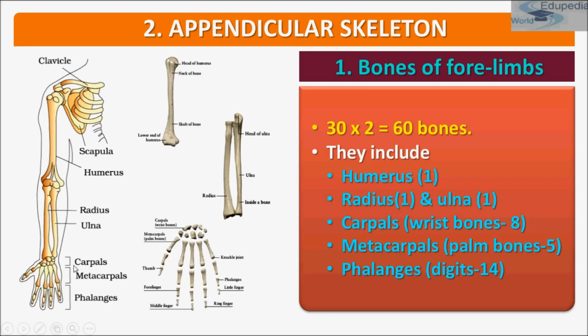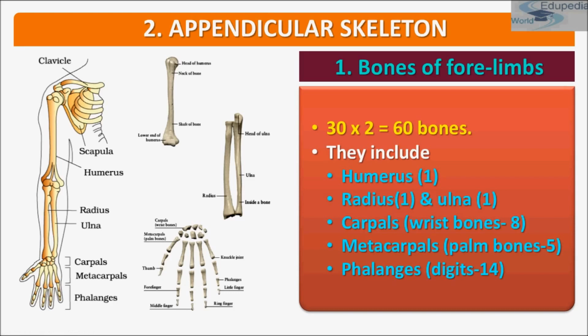And these are your metacarpals, which are known as palm bones, and they are 5 in number. 1, 2, 3, 4, 5. And then comes your phalanges. See, 1, 2, 3, 4, 5, 6, 7, 8, 9, 10, 11, 12, 13, 14. So these are the phalanges, which are 14 in number. Okay, so these are the bones of the forelimb.